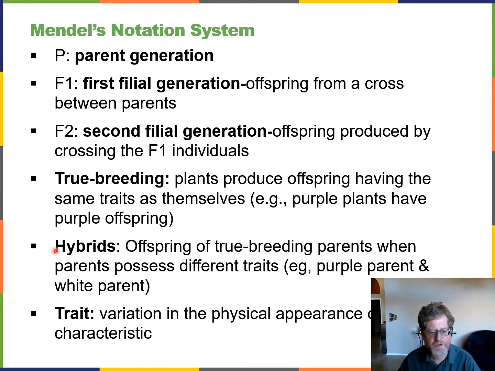And then if you took two true breeding plants that had different traits, a purple flower and a white flower, and crossed them, the offspring were hybrids. They got a copy of one trait from each plant in different forms. Okay, so a trait is a variation. So flower color could be the purple trait or the white trait.